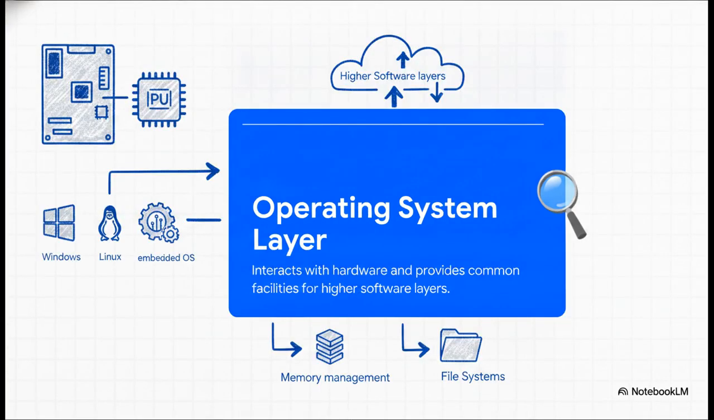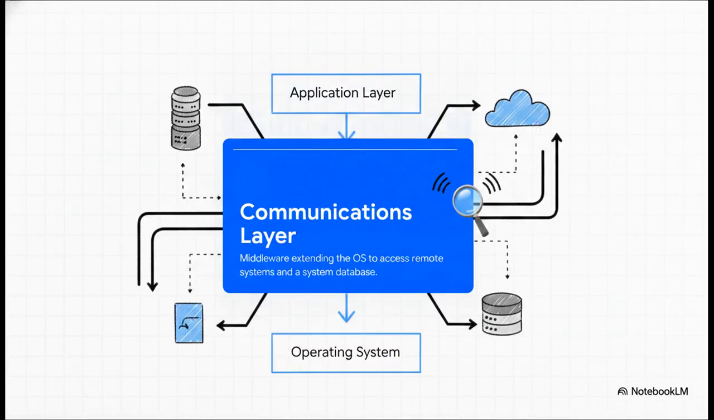This is the software that directly interacts with that bare metal hardware we just talked about. Whether it's Windows, Linux, or some highly specialized embedded OS, its primary job is to provide a set of common facilities and resources, things like memory management and file systems. It does this so that the higher software layers don't have to stress about the specific nitty-gritty details of the hardware equipment below. Next up is the communications and data management layer.